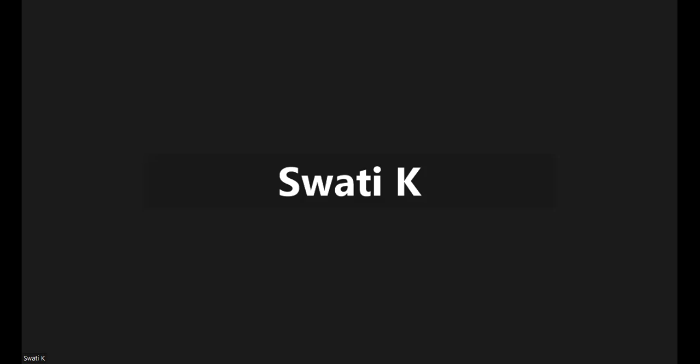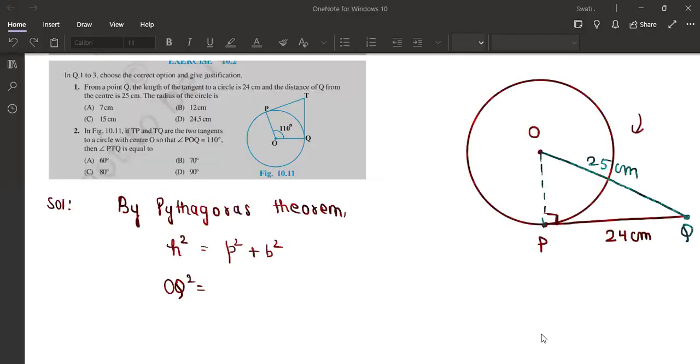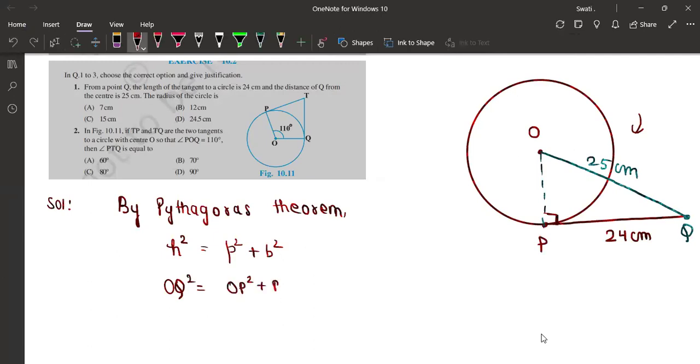Okay, my screen got stopped. OQ was given in the question, right? Let me reshare the screen. Yes, so OQ square is equal to OP square plus PQ square, right? What is OQ given in this question? 25. So will it not be 25 square? Yes, is equal to OP square, you don't know, which is also the radius that you have to find, right? Plus PQ, the base, which is 24 square.